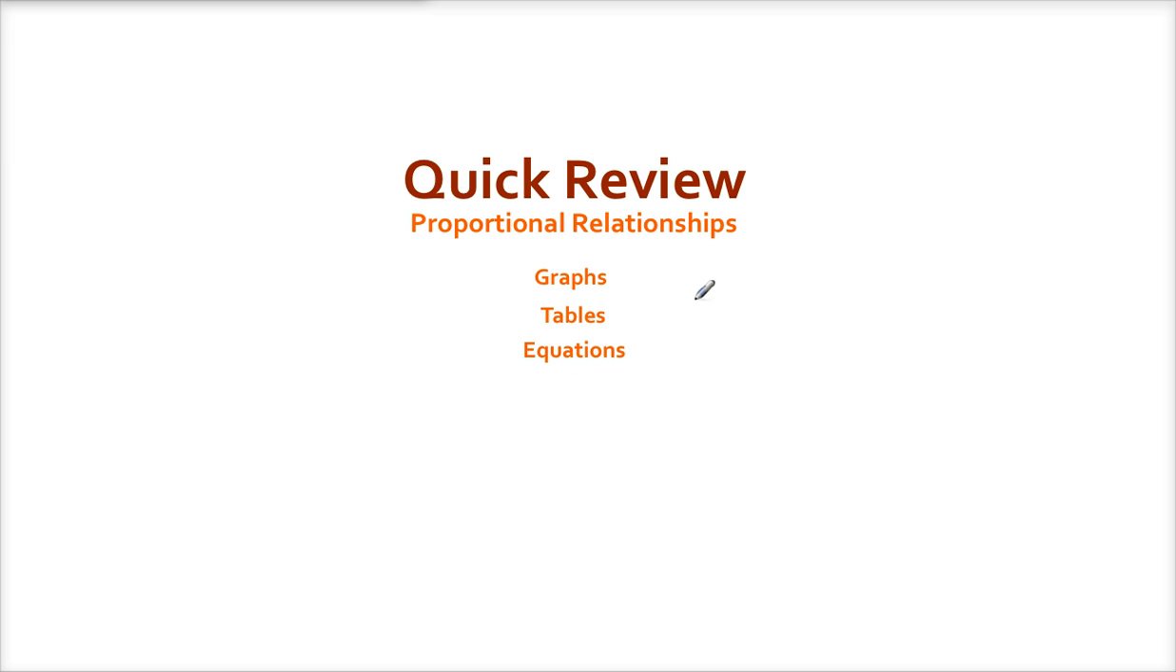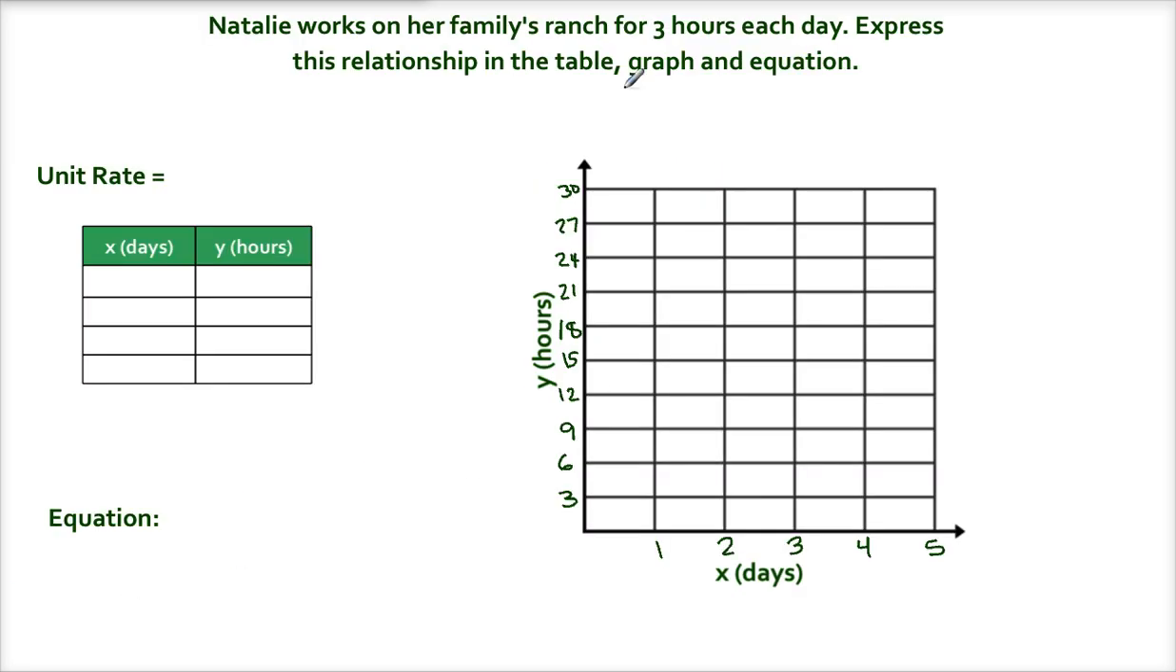And this one should be kind of a review of proportional relationships and how they look in graphs, tables, and equations. So we'll see how quickly we can get through this one. So it says Natalie works on her family's ranch for 3 hours each day. Express this relationship in the table, the graph, and the equation.